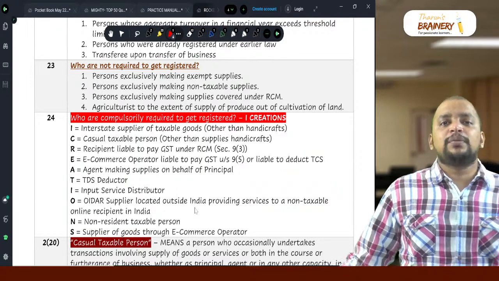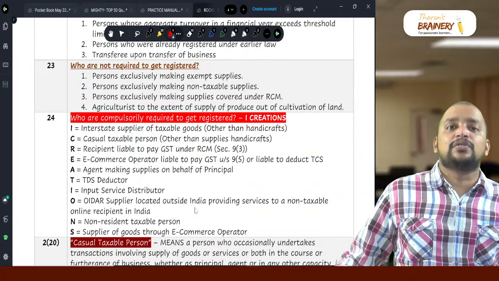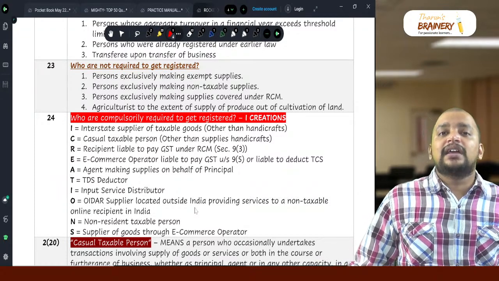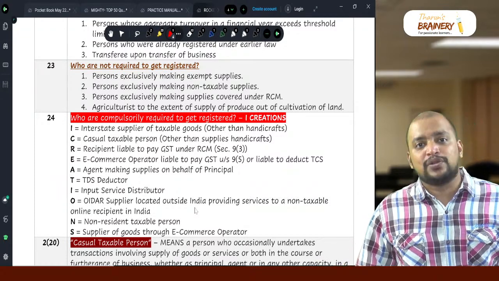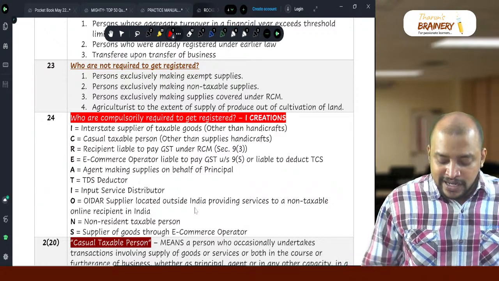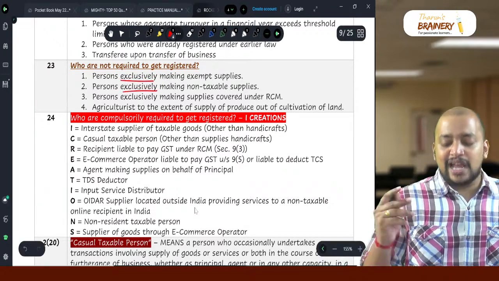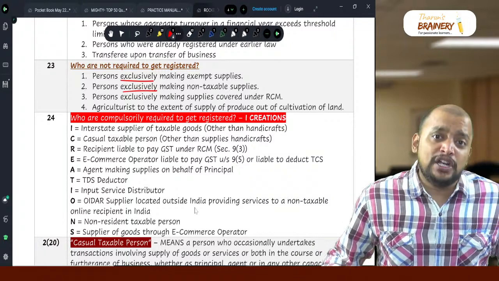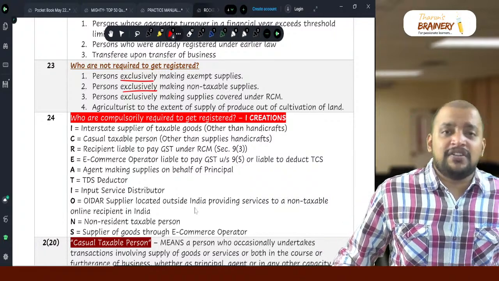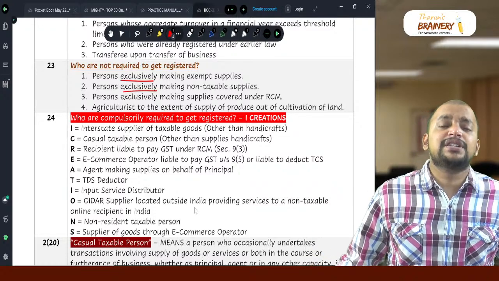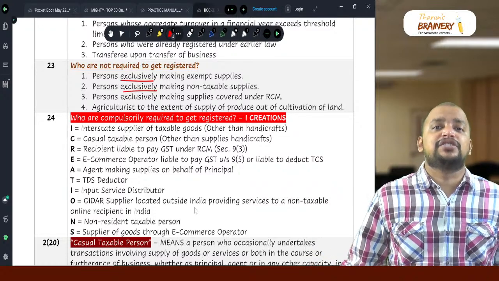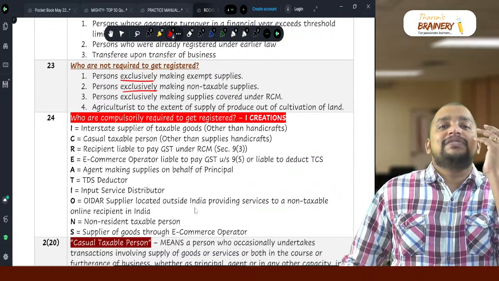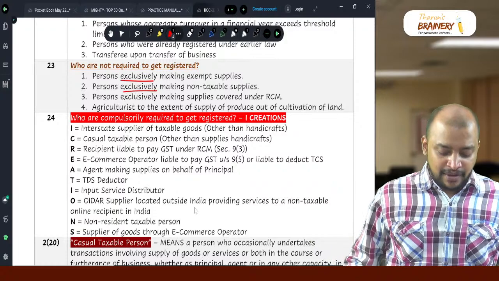What if in a petrol bunk they are selling petrol and diesel and other goods like engine oil, lubricant oil, etc. Then the aggregate turnover exceeds the threshold limit, they need to register. So they should be exclusively engaged in making exempted supplies. For example, a bookshop starts selling video lectures also. Then definitely they need to register as and when their aggregate turnover exceeds the threshold limit, because video lectures will become taxable. So only when they are exclusively engaged in exempted supplies, they are exempted from registration.